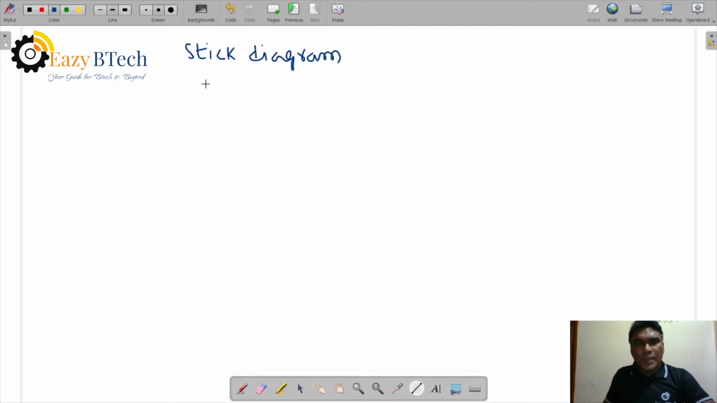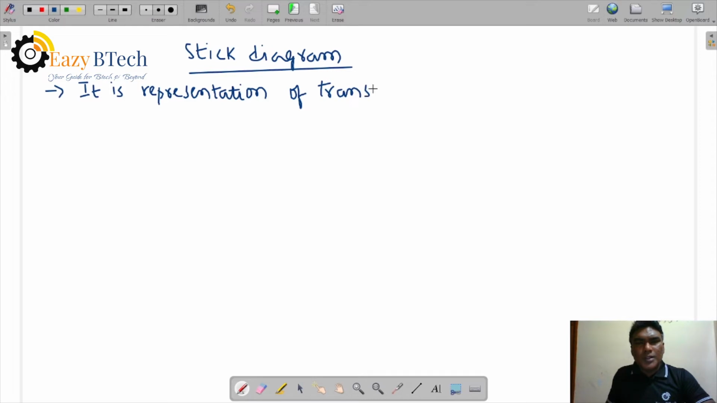Stick diagram. What is a stick diagram? It is a representation of a transistor with color sticks. Stick diagram means a representation of a transistor with color sticks. Color sticks is called a stick diagram.